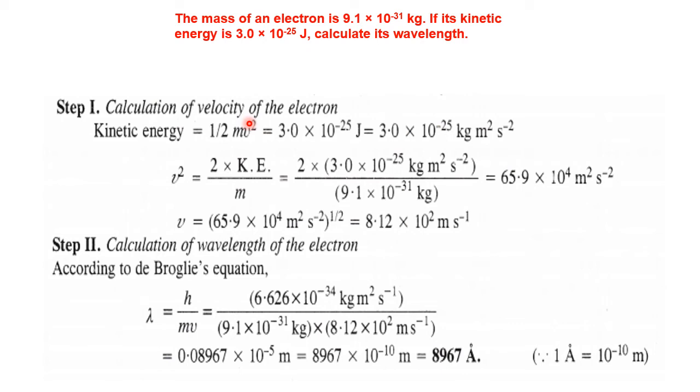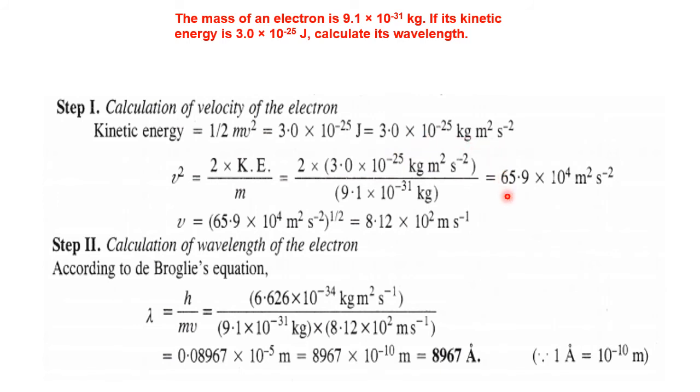Kinetic energy equals half mv square, and the kinetic energy is already given in joules, but we have converted it to kilogram meter square per second square because we require that unit. So v square equals 2 into KE by m, after cross multiplication and transferring the v to the other side. The mass of the electron is known in kilograms, therefore we have taken the kinetic energy in kilogram meter square per second square.